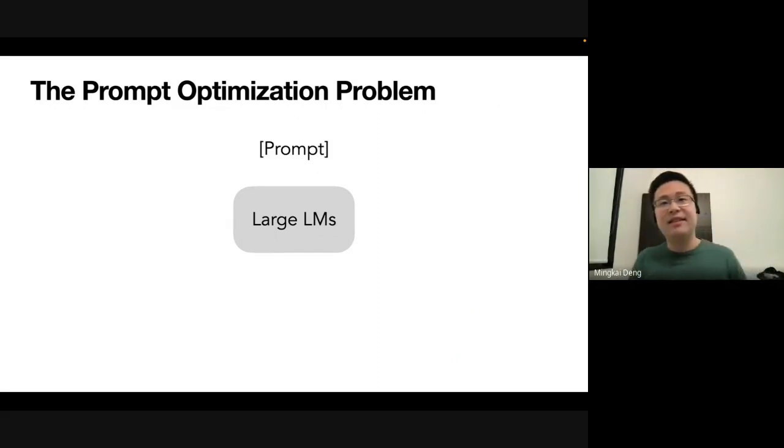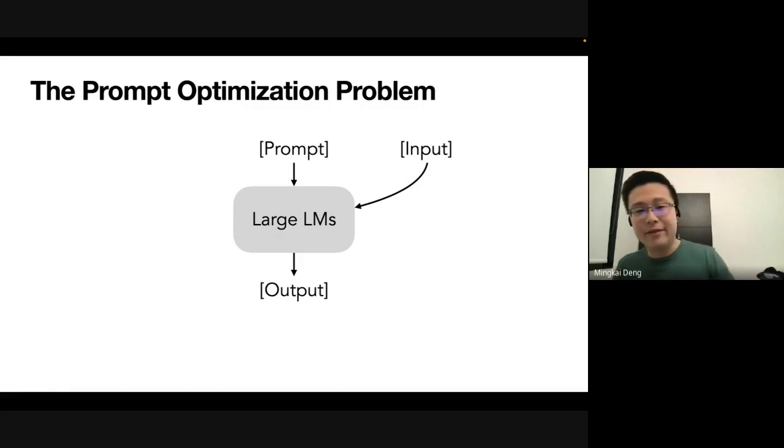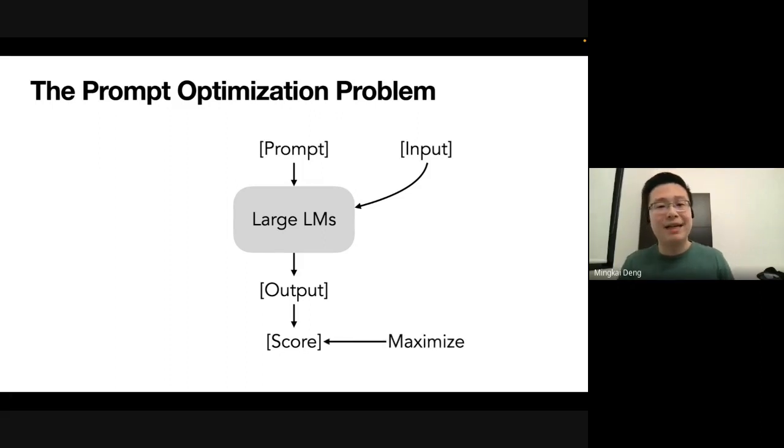So let's say now we have this prompt and we have a large language model. Typically, we will combine it with some kind of input to get an output. And based on the output, we can score it based on some measurable metric. And our goal here is to maximize this score by tweaking the prompt.